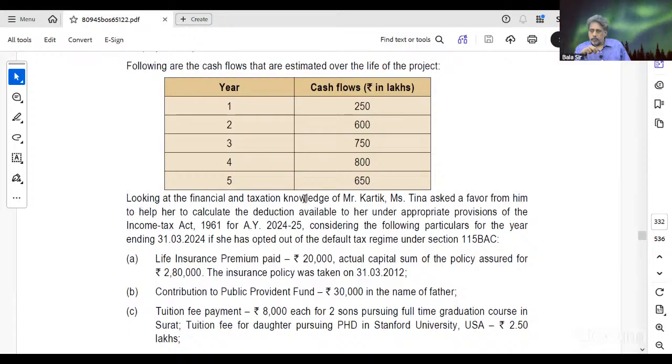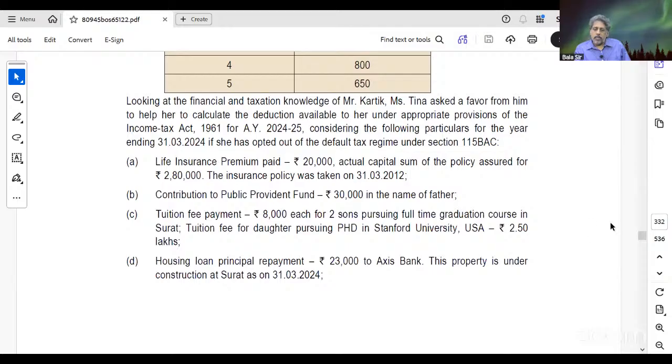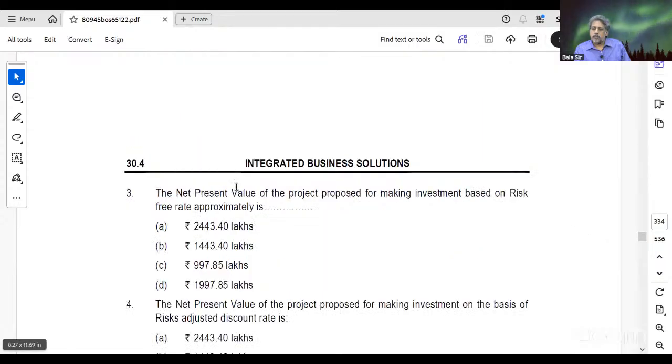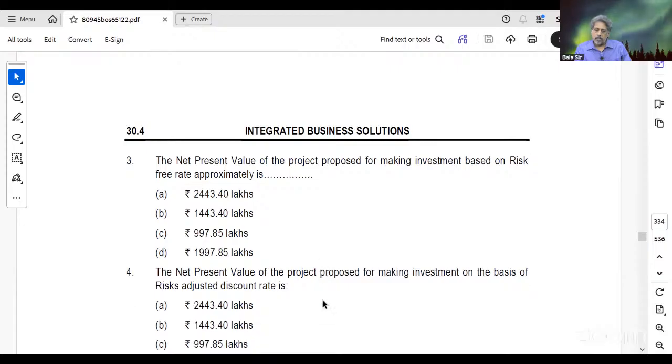They have given: looking at the financial and taxation knowledge of Mr. Karthik, Ms. Tina asked for a favor to help calculate the deduction available to her. That's okay, let's go to the questions. The first question: calculate the net present value of the project using the risk-free interest rate, right? Then what is the next question asked? The net present value of the project for making investment on the basis of risk-adjusted discount rate.